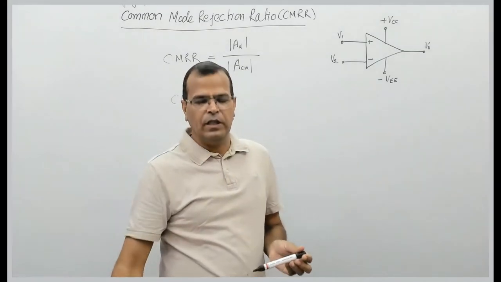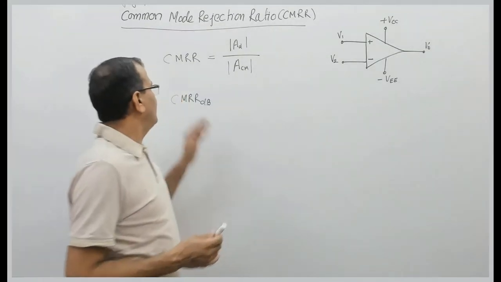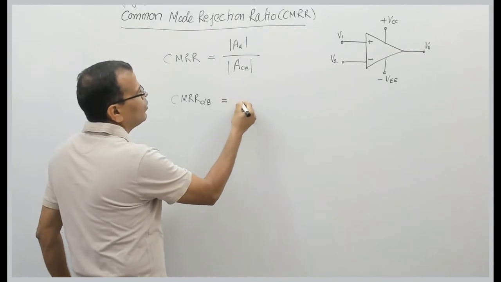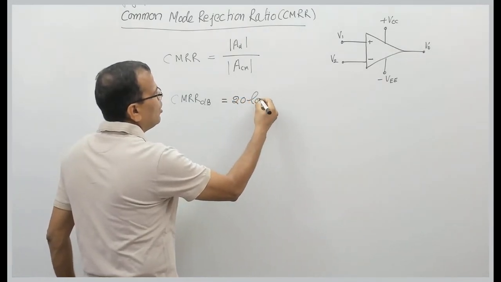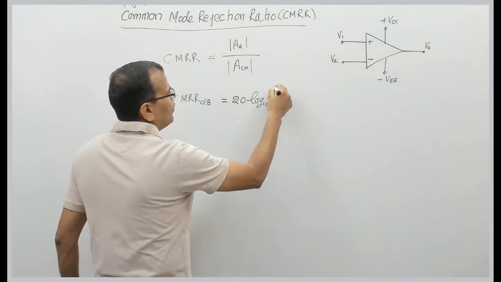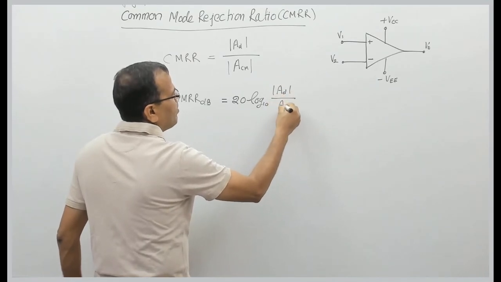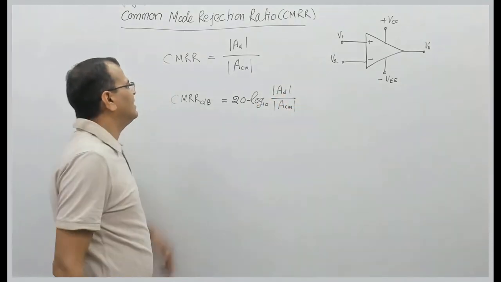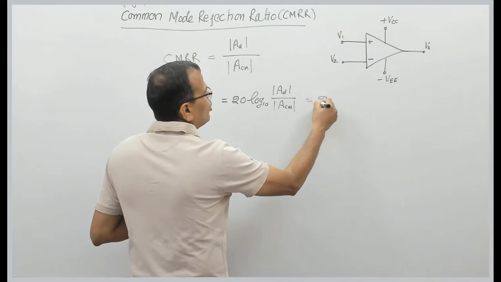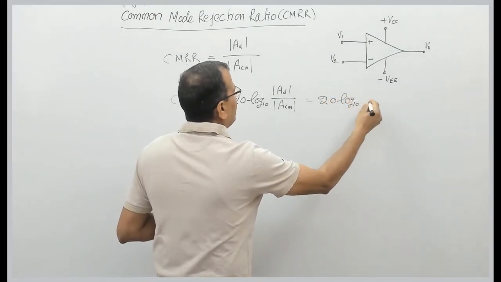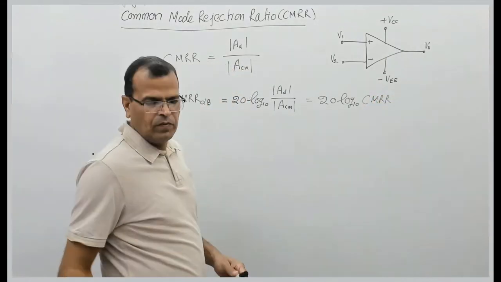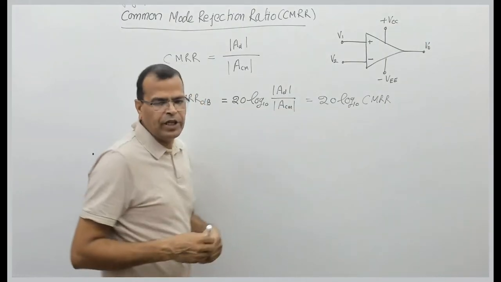When you denote common mode rejection ratio in decibels, this is equal to 20 log base 10 of the magnitude of differential gain divided by the magnitude of common mode gain. This is called common mode rejection ratio in decibels. So that is equal to 20 log base 10 into simple CMRR. So you should remember this expression as well.